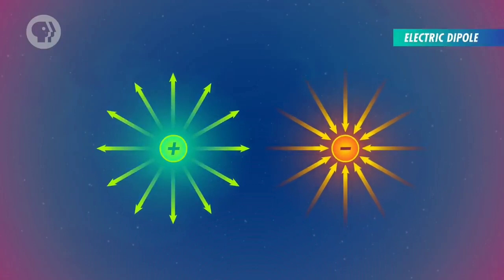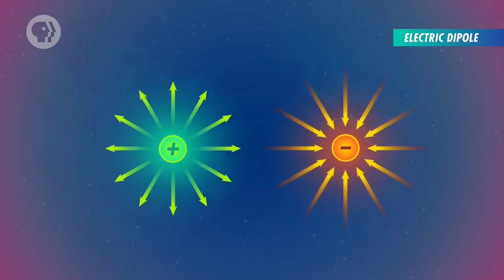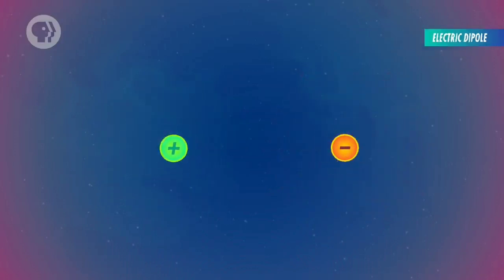Say we have one positively charged particle and one negatively charged particle that are some distance apart with an equal and opposite magnitude of charge. This pair of particles is known as an electric dipole.